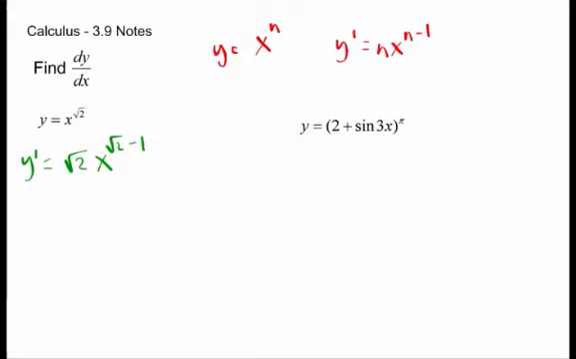Well, what about 2 plus sine 3x? Chain rule. So if u is equal to 2 plus sine 3x, then du dx is equal to cosine 3x times 3.